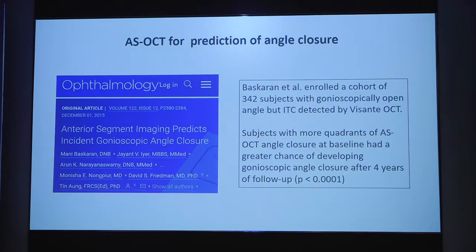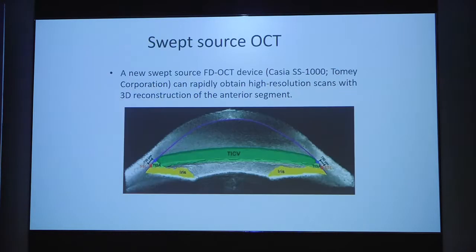In this paper, Vaskinen et al. looked at a cohort of almost 300 patients who had a gonioscopically open angle, but had detected iridotrabecular contact by Visante OCT. They saw that subjects with more quadrants of AS-OCT angle closure at baseline had a greater chance of developing gonioscopic angle closure after 4 years, which was statistically significant. Thereby, AS-OCT can predict angle closure glaucoma which is going to happen in future.